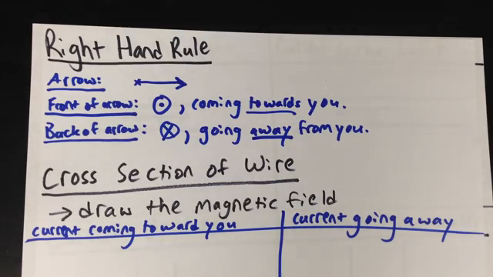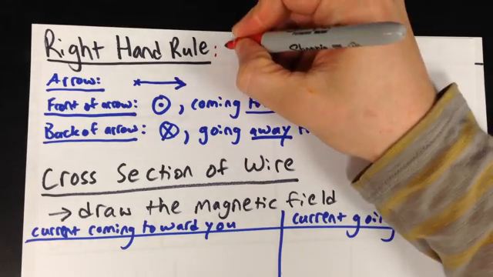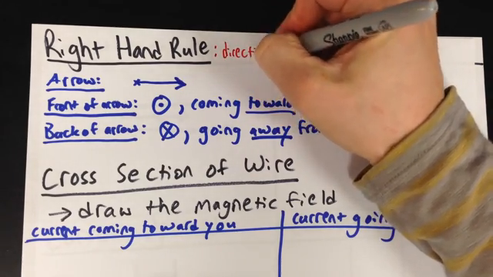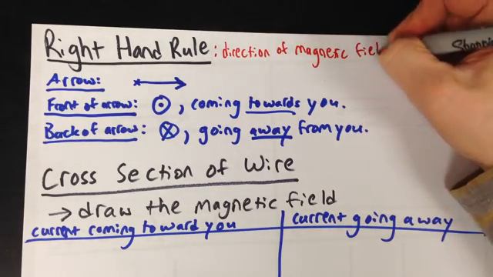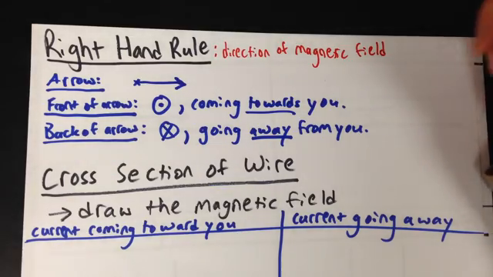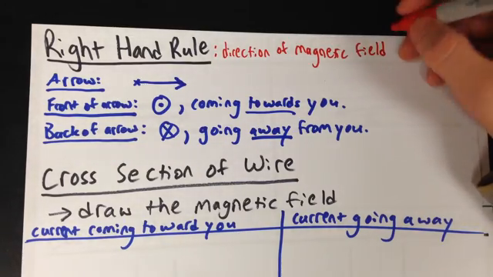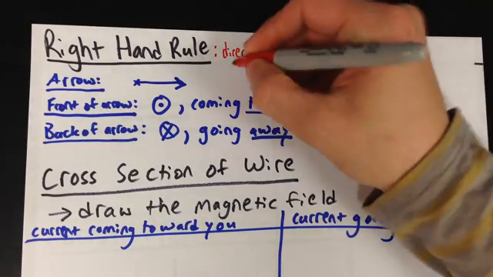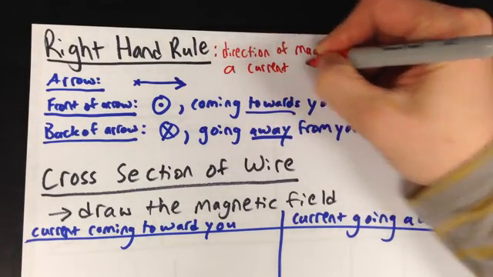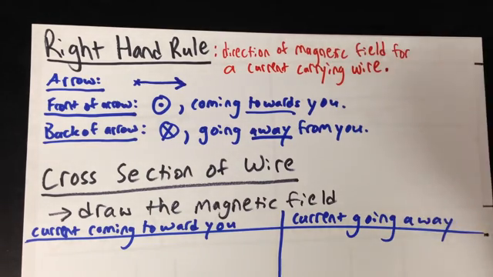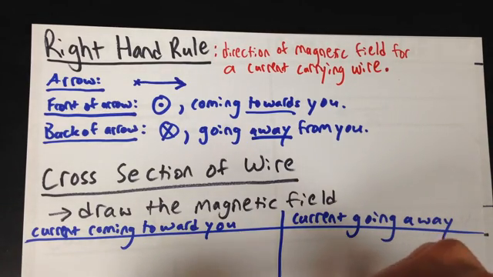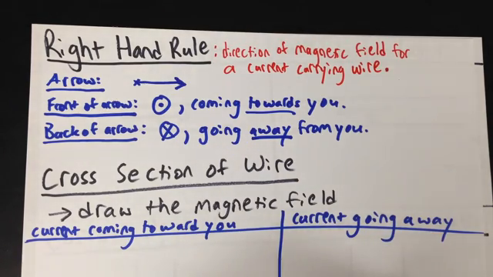Okay, so the right hand rule, it describes the direction. I'm going to write this down. The direction of the magnetic field. You've drawn these for bar magnets, but it describes the direction of the magnetic field not for a bar magnet, but for a current carrying wire. So when there's a current in a wire, the right hand rule applies to tell you the direction of the magnetic field. First we have to go through some terminology.